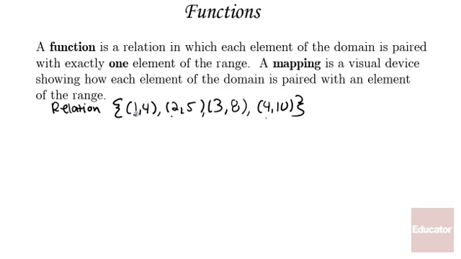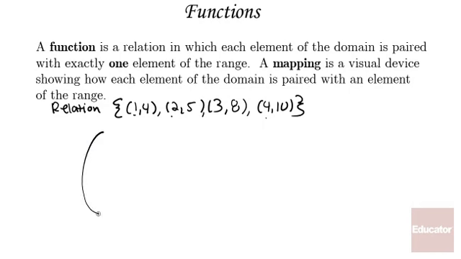We don't have a situation where it's saying 1, 4, 1, 6, 1, 8, where that member of the domain is paired with multiple members of the range. Another way, again, to represent this as a table, another method that can be used is mapping. And mapping is a visual device that can help you to determine if you have a function or not by showing how each element of the domain is paired with an element of the range.